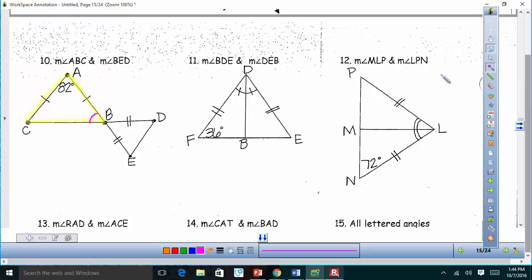What type of triangle is this? Isosceles. Okay, because it has these 2 tick marks. So that means that the angles across from those sides are what? Equal. So how would I go about solving for one of them?